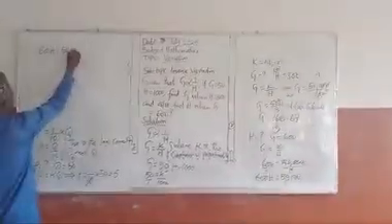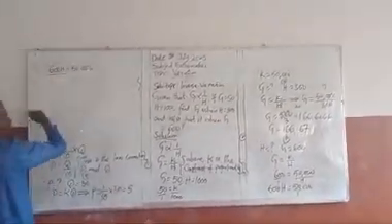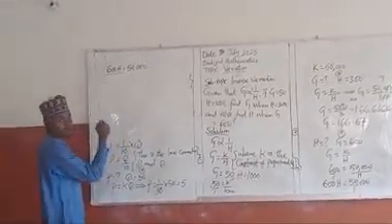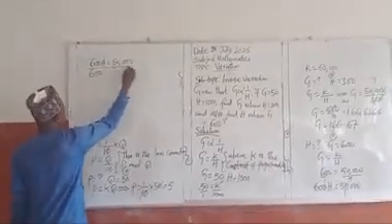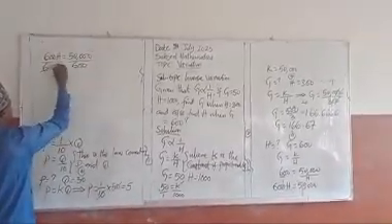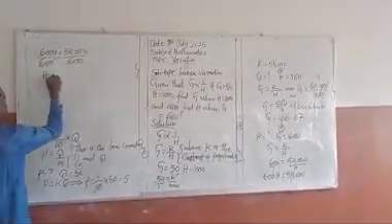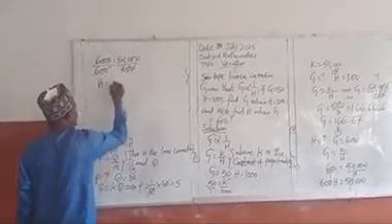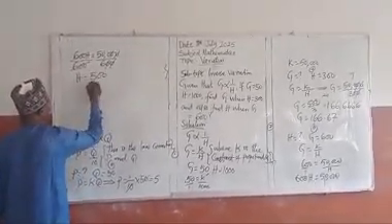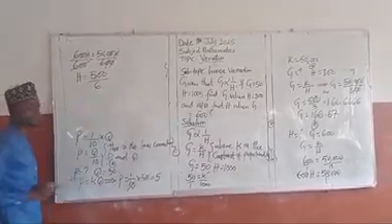600 H is equal to 50,000. Divide both sides by 600. This cancels this. We have H is equal to 50,000 over 600. Zero cancels zero, zero cancels zero. We have 500 all over 6.